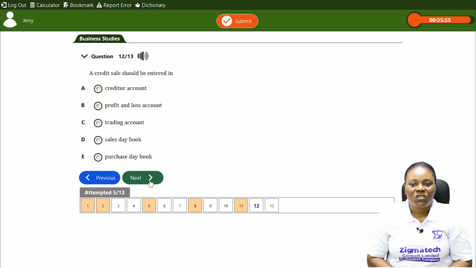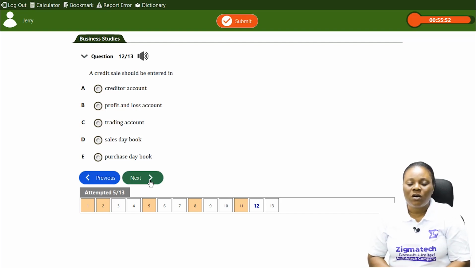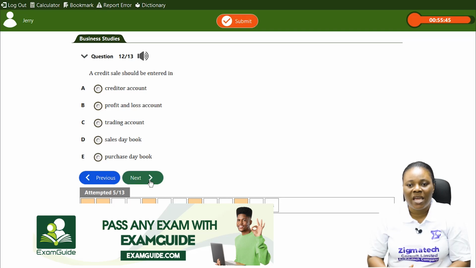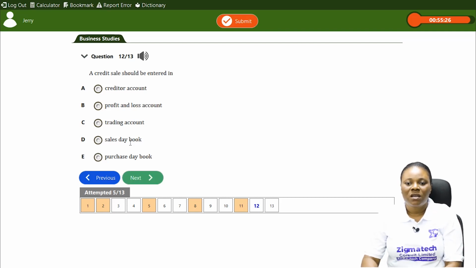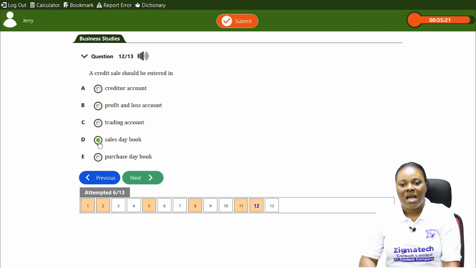Let's take the last question. It says a credit sale should be entered in dash. A, creditor's account. B, profit and loss account. C, trading account. D, sales day book. E, purchase day book. So which of these is used to keep record of credit sales? The answer is sales day book, option D. That is the right answer.